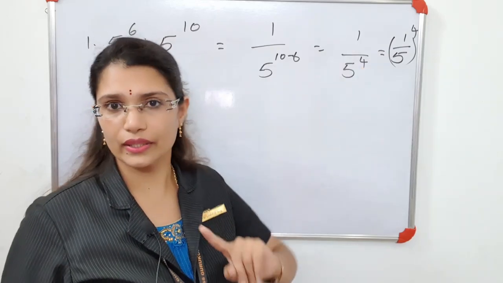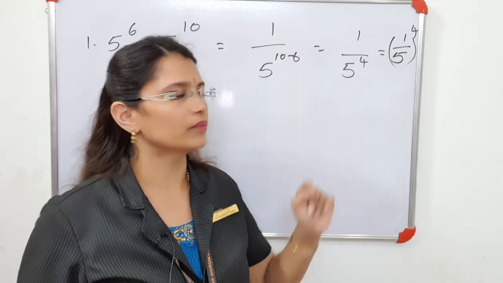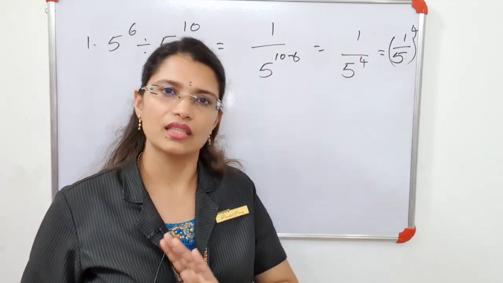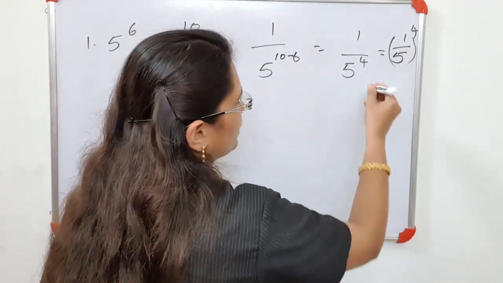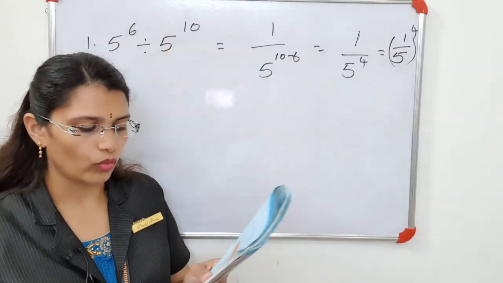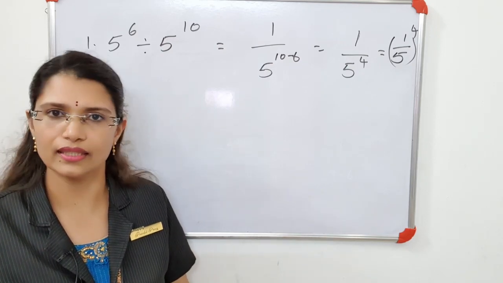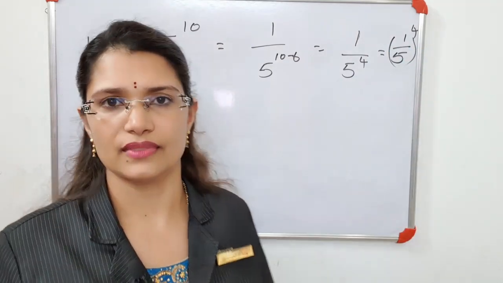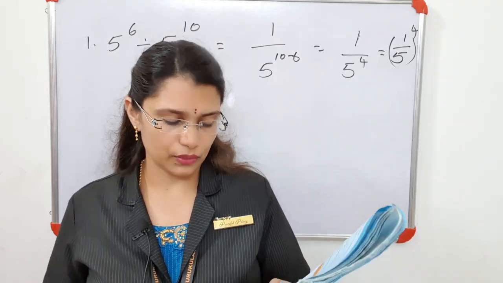If this is 2, we cannot write like this. 2 raised to 1, 2 raised to 2, all are different. If it is 1, we can write 1 raised to 1, 1 raised to 2, 1 raised to 3, everything is 1 only. That is why we are able to write (1/5) whole raised to 4. So, what powers of 1 by 5 do we get on dividing 5^6 by 5^10? (1/5)^4. Clear, children?